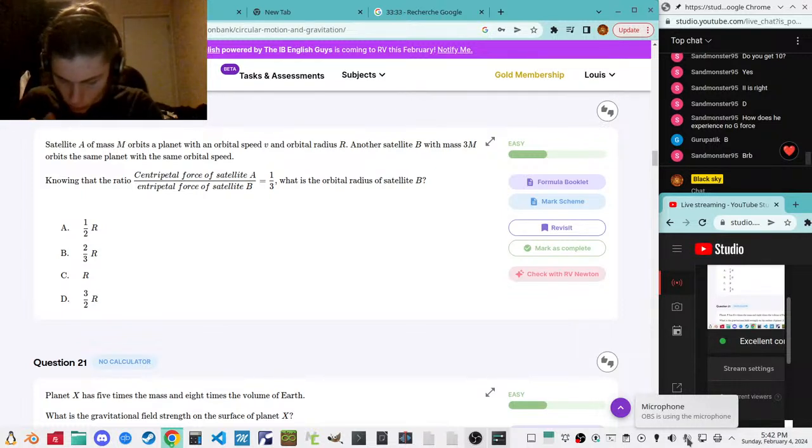So what is proportional to what? F, centripetal force, is it proportional to mass in any way? Yeah, it is, right? It seems to be. Oh no, it wasn't in the other thing, even though it should be, because big M, small m. Oh no, it's small m, so it's not. So mass doesn't change. The same planet with the same orbital speed.